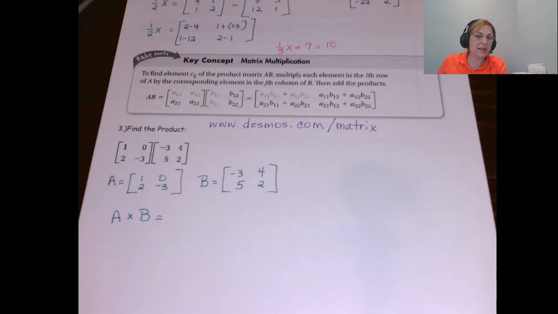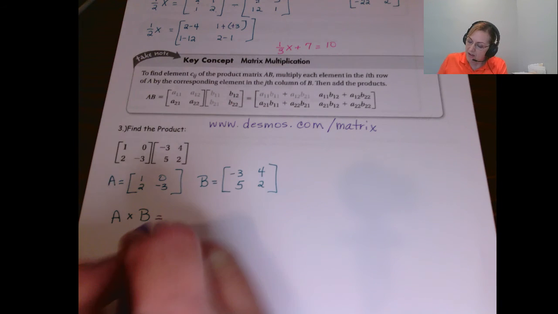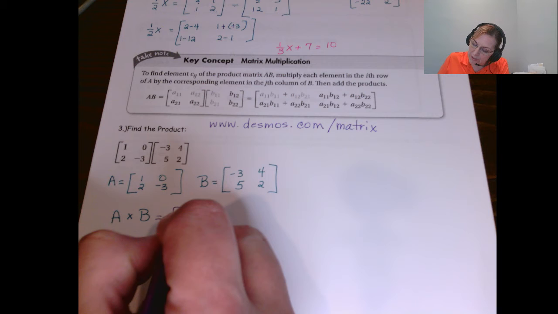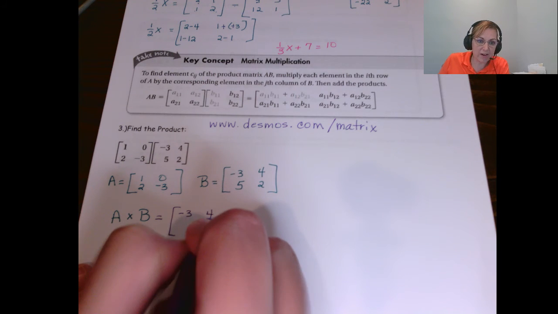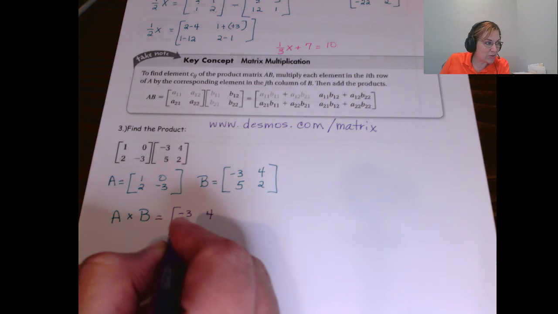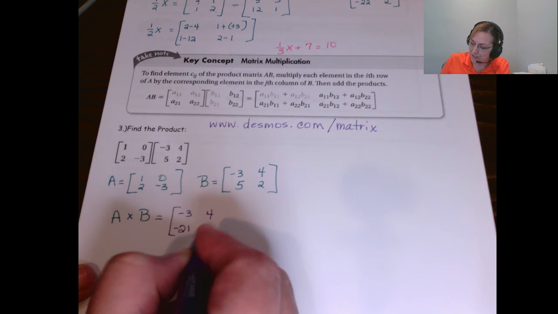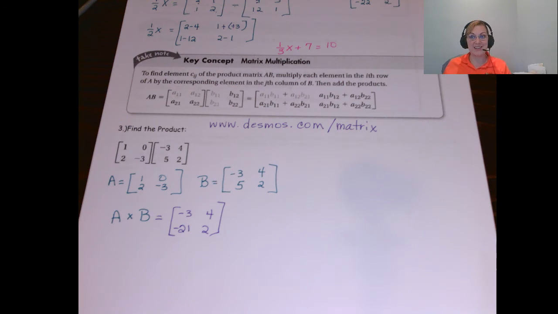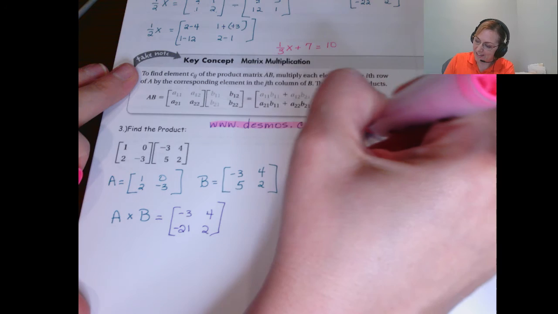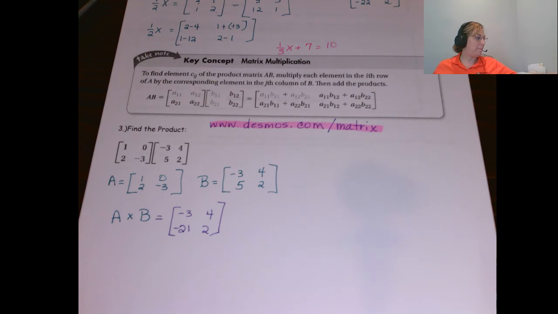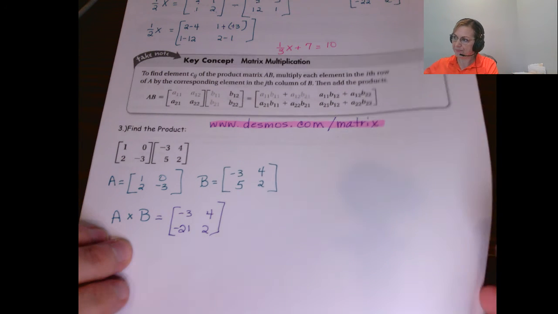That A times B was -3, 4, and -21, 2. Pretty nice. I like that. So I think I might, for my notes' sake, highlight that web address for that calculator. Definitely want to come back to that and use it again.